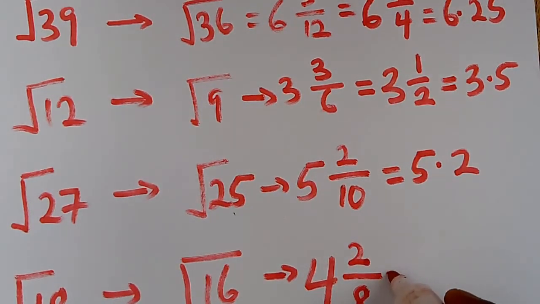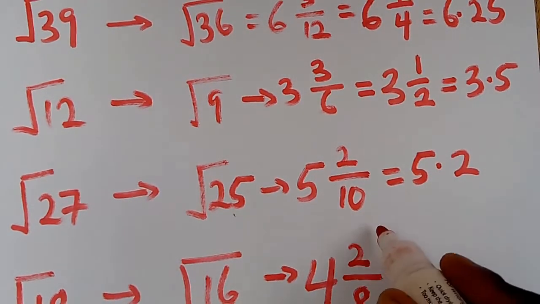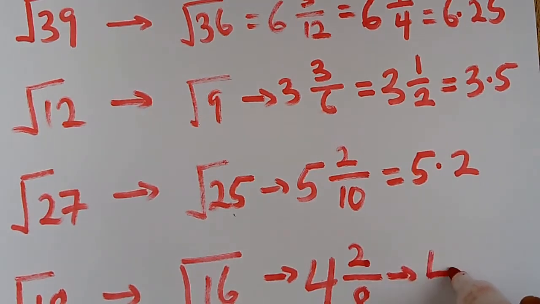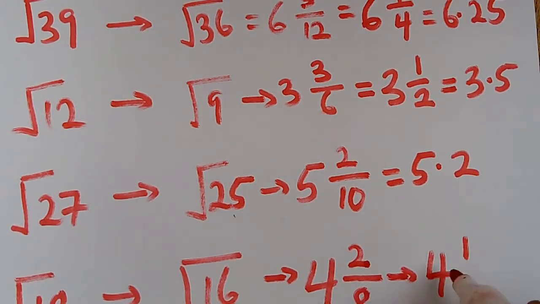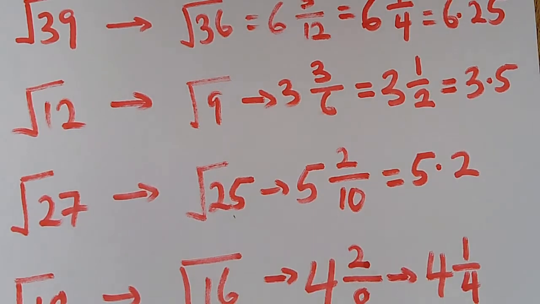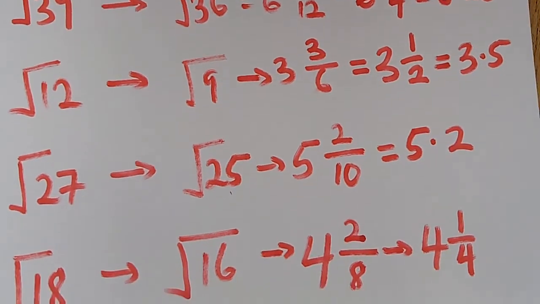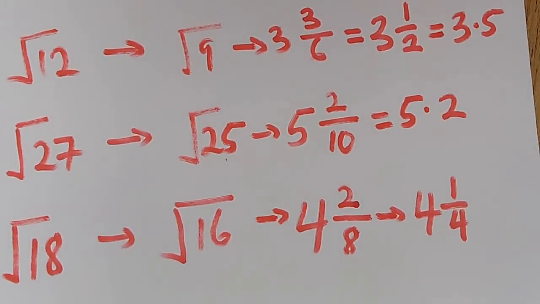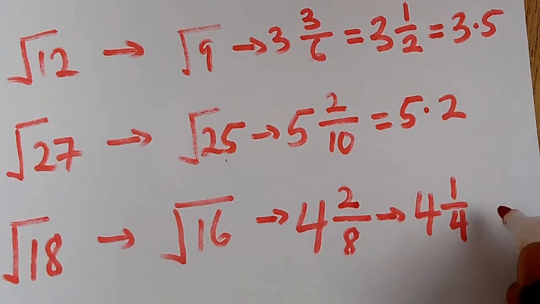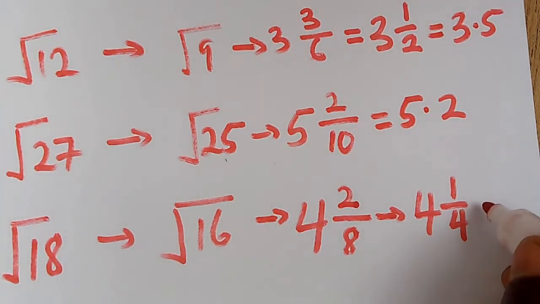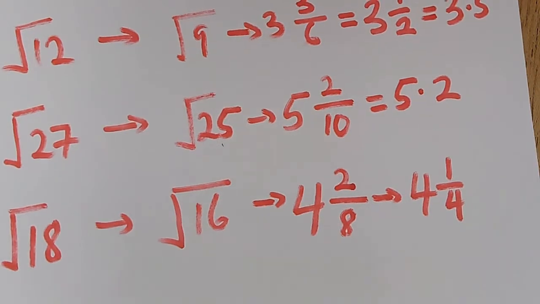And then what I can do here again is that 2 goes to itself 1, and then 2 goes to 8 4 times. Okay, and then you know this one, 1 over 4 is the same as 0.25. So 0.25, then we can write the final answer as 4.25.